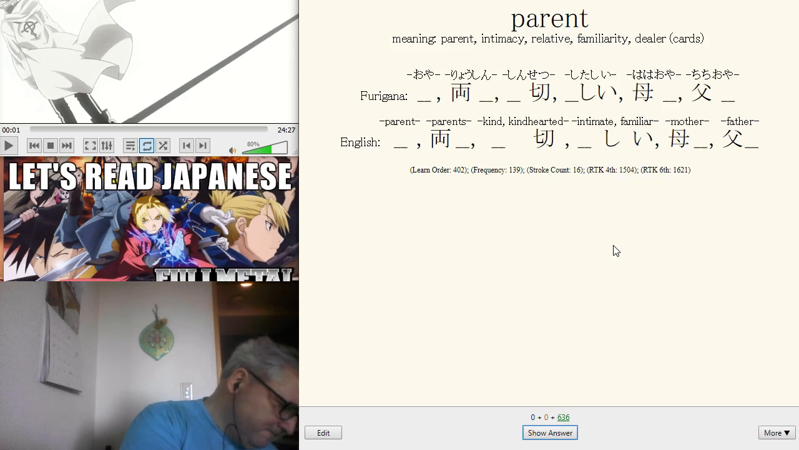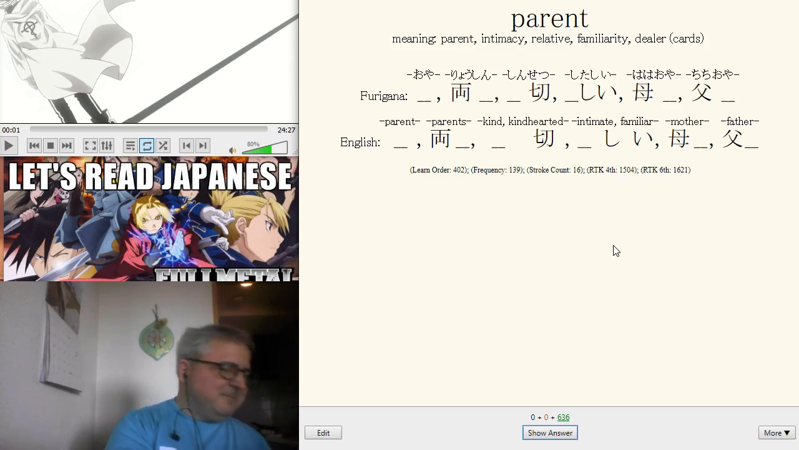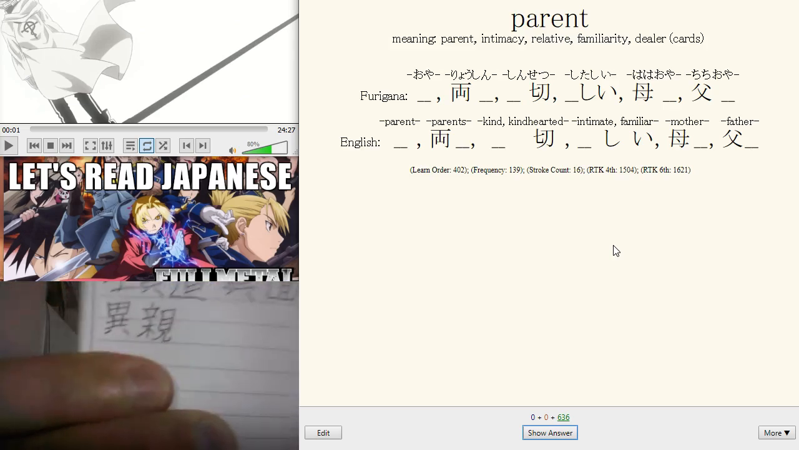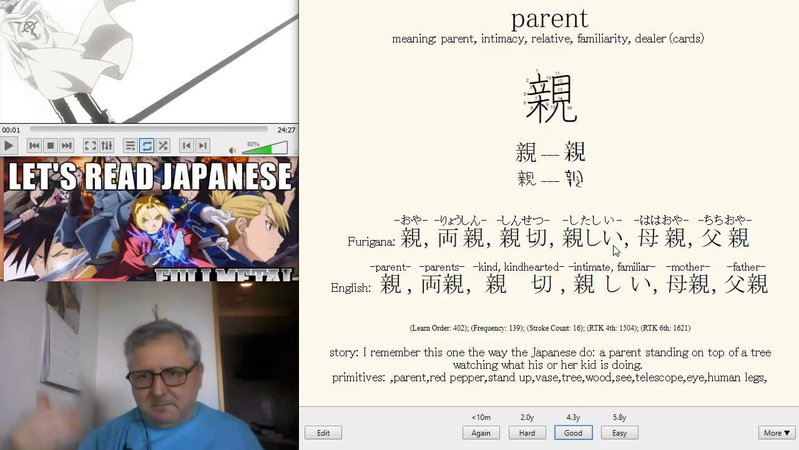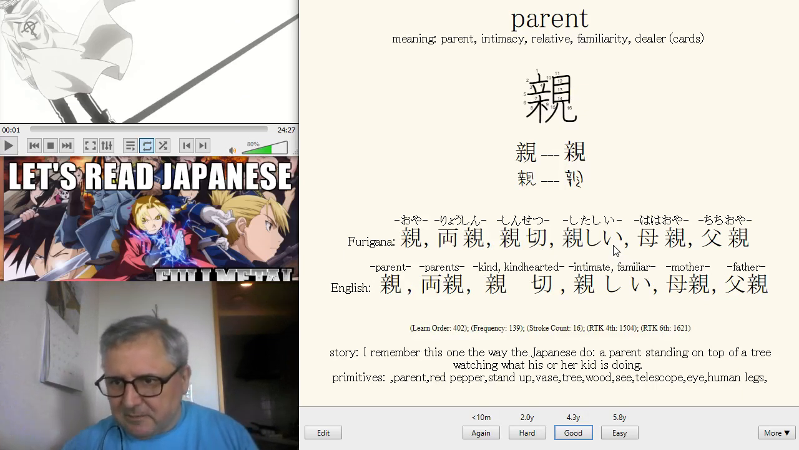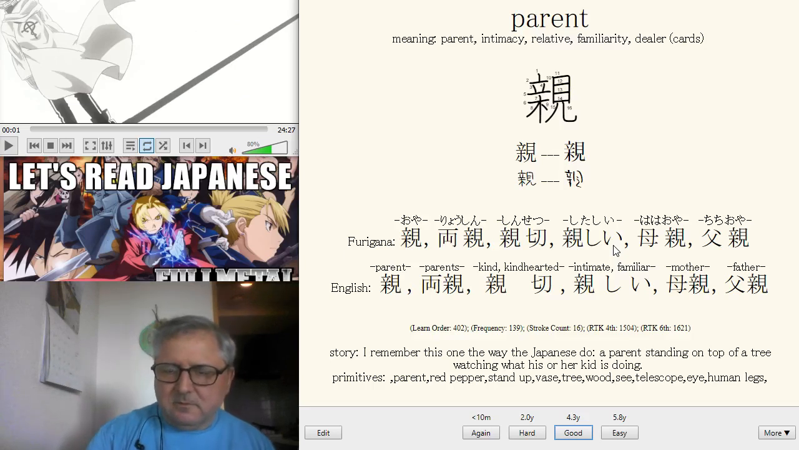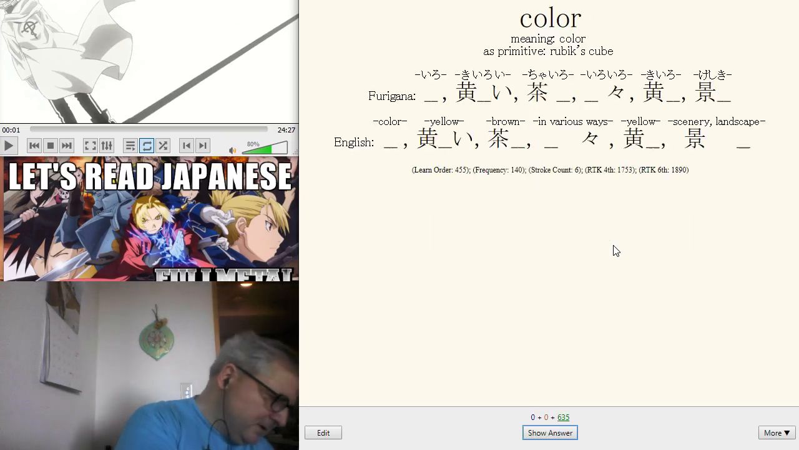Moikai. There we go. But anyway, oh yeah. Yoshin, both parents. Shinsetsu, kind. Shitashi, intimate. Haha, oh yeah, mother. Chichi, oh yeah, father. Cool. Color, Ido. That's the one I think of as Rubik's Cube.